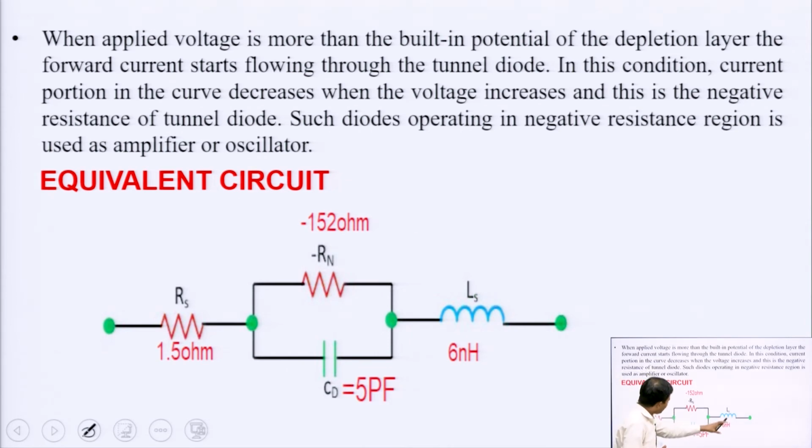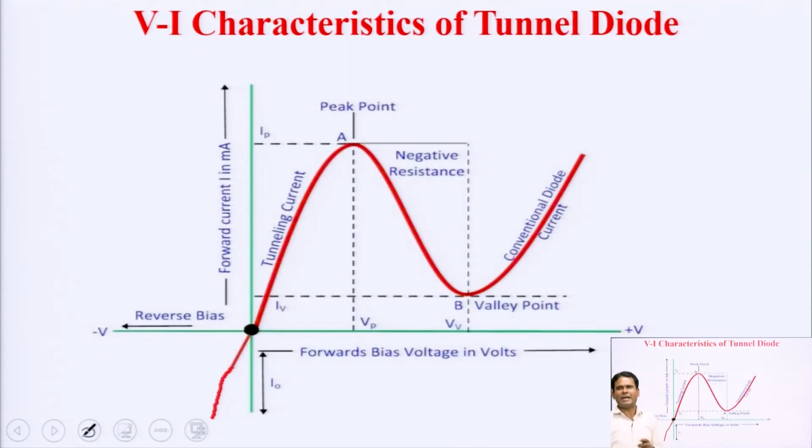That means this RLC circuit, the way it works, a tunnel diode also works in the same way. That is why this circuit is called the equivalent circuit of the tunnel diode. And this is the VI characteristics of the tunnel diode, guys. Already we have discussed.